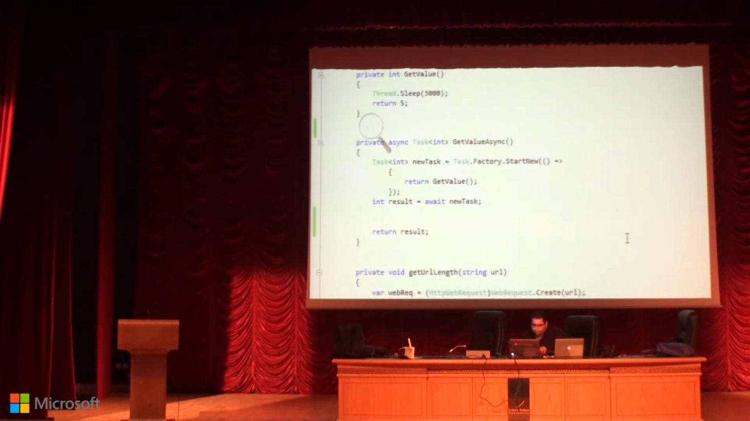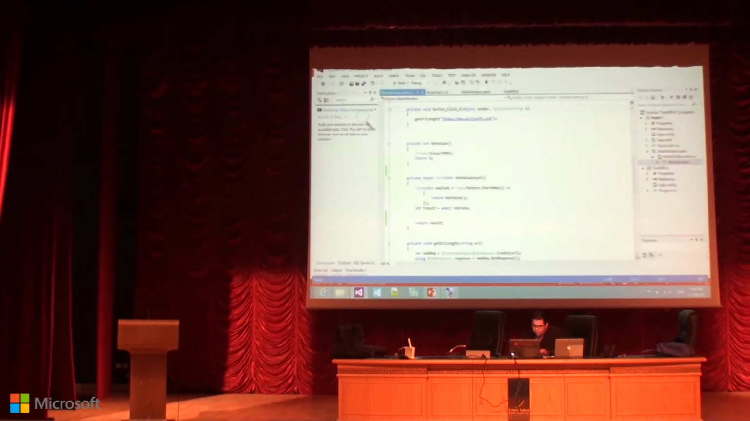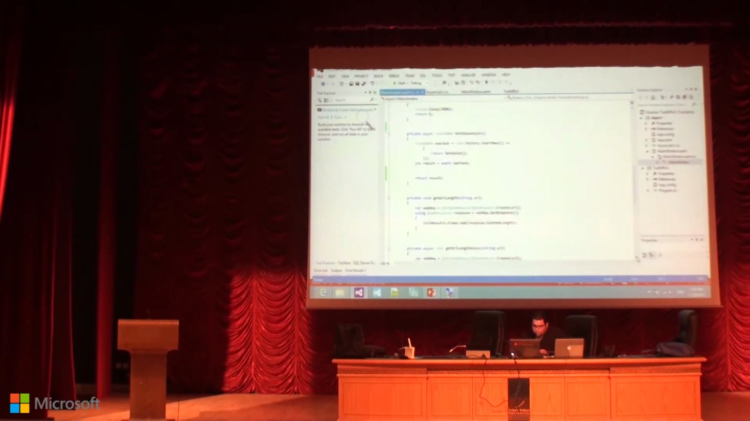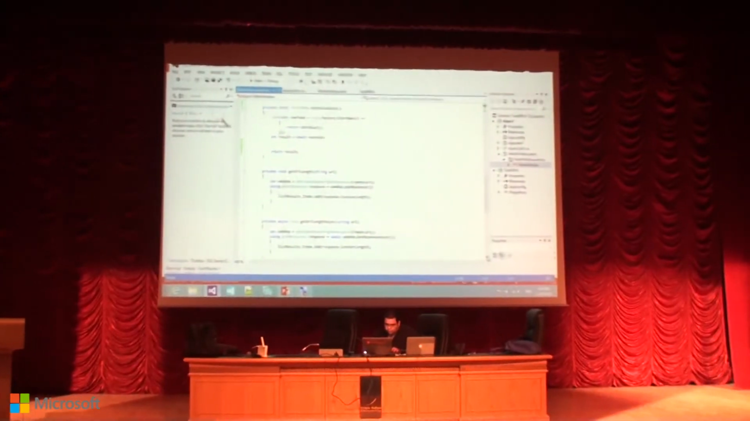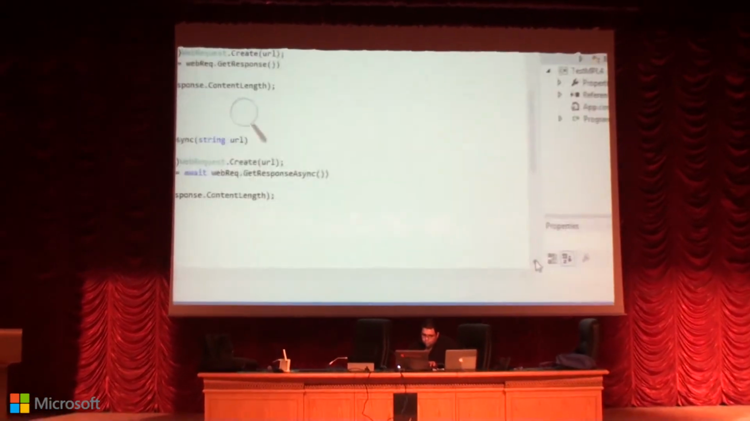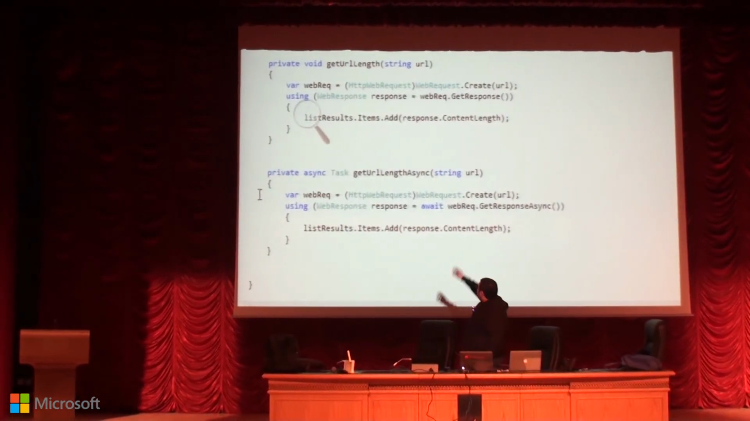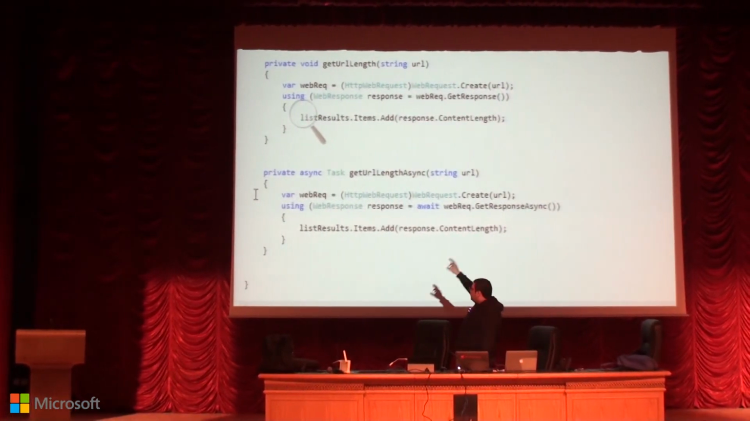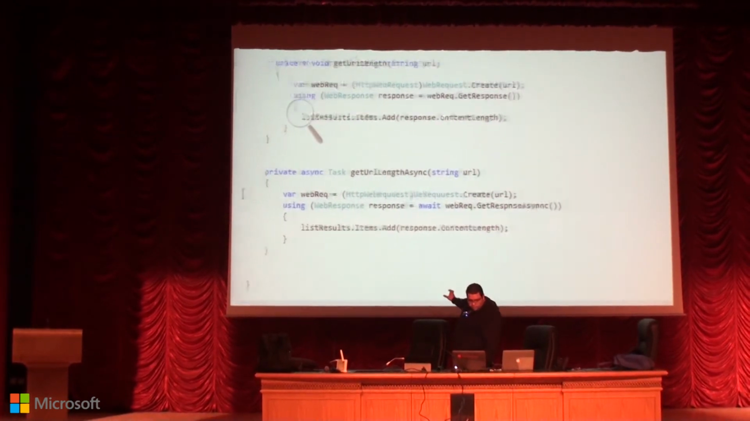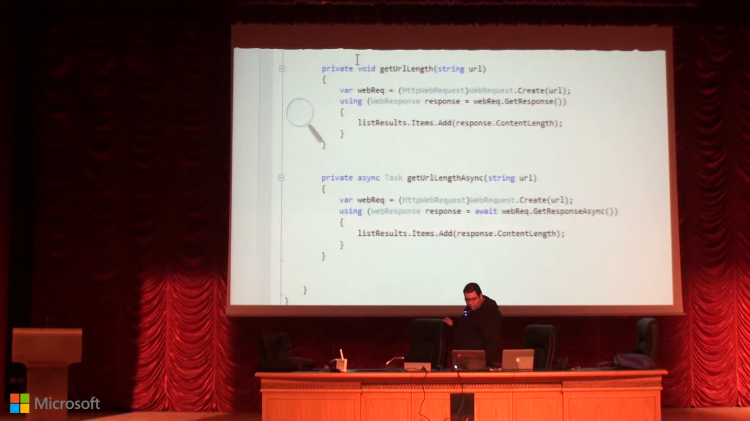Here's the async version. Just compare them. This is the old version of the code, and this is the new version. What changed? Rather than returning a void, I'm returning a task. Okay, and I have the keyword async. And here, I put await in front of the asynchronous version of the same code.